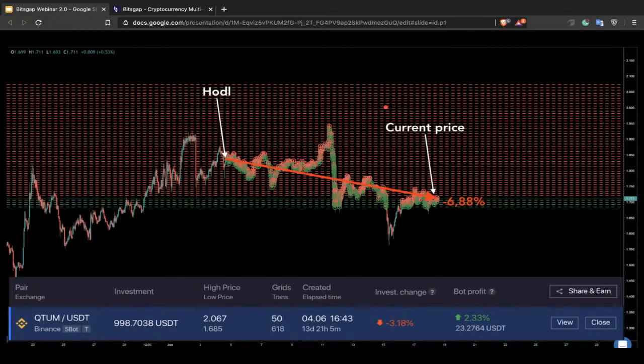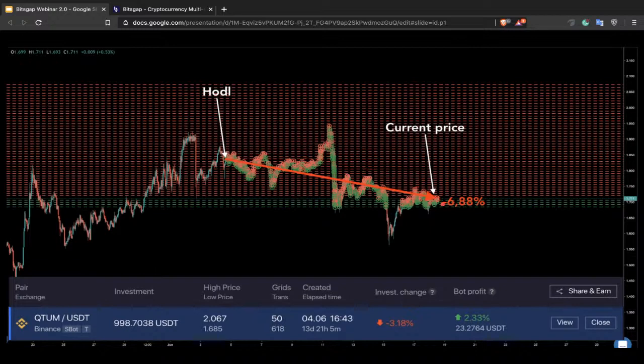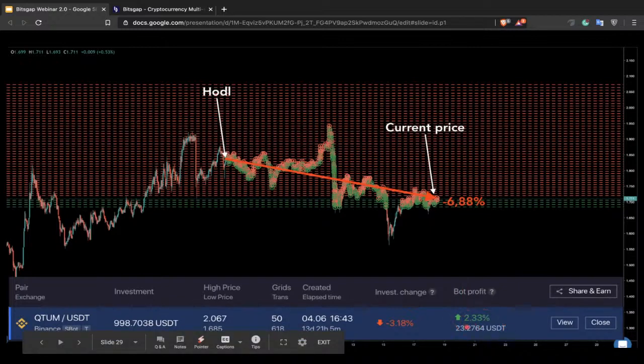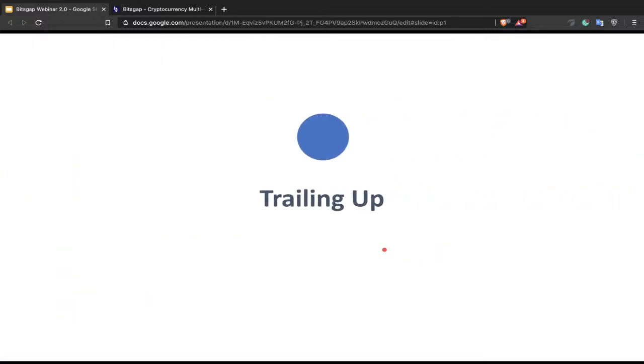Another example of the negative value change and how automation allows it to offset. Imagine buying it from that point and now down to current price. So that would be minus 6.88% for you. But with automation, with this profit generated by the bot, you are only down by minus 3%. That's pretty straightforward, I think.